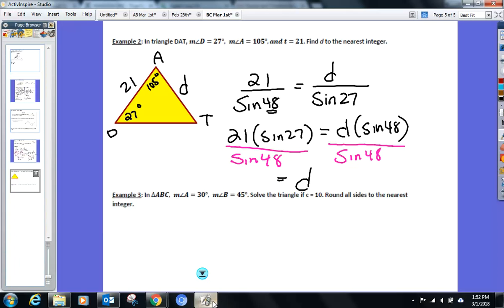But 13. Okay. I'd like to see you guys do the next one on your own. Show me when you're done, and then I'll let you go to the homework. Okay? Solving that triangle. So I need to see all the missing angles and sides.